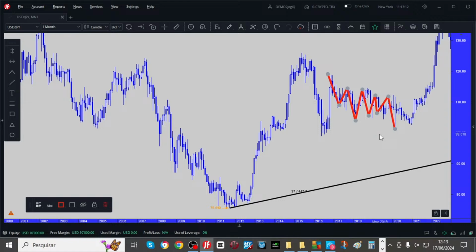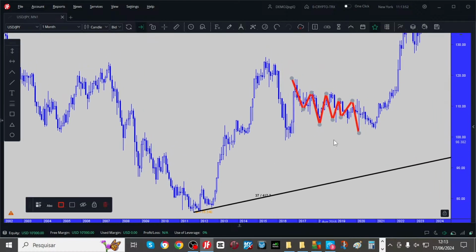Type in the chat. You can type yes if it makes sense. You can type no, I still don't understand why the market went up. You can type I don't know, I have no idea. Exactly, the uptrend line, right? Makes sense, everybody?